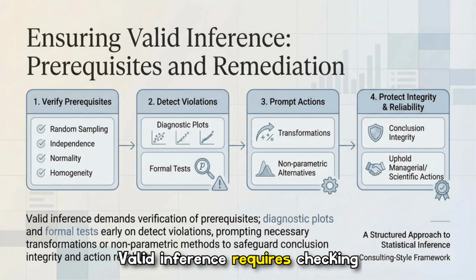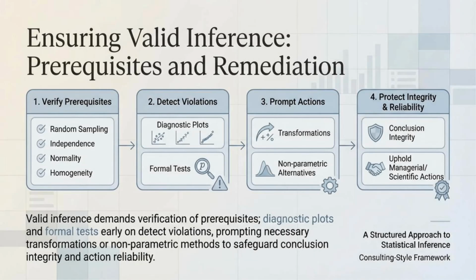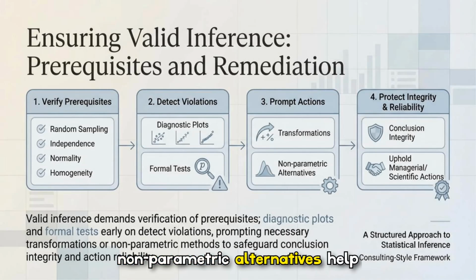Valid inference requires checking prerequisites like random sampling, independence, normality, and homogeneity, then detecting violations with diagnostic plots and formal tests. When assumptions fail, prompt actions such as transformations or non-parametric alternatives help protect conclusion integrity and uphold the reliability of downstream decisions and recommendations.